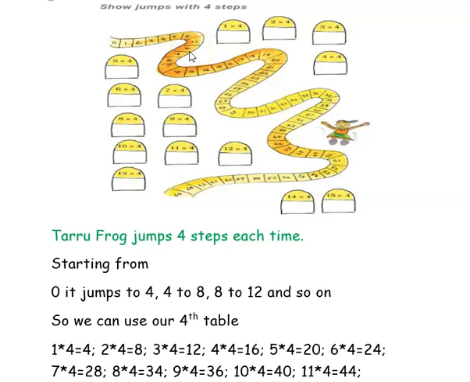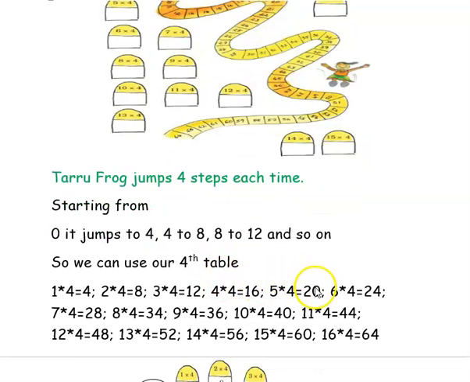From 8, it crosses 3 boxes and moves to the 4th box, 12. From 12, the 4th box will be 16. From 16, the 4th box will be 20. That is, in the 5th jump, it will touch the number 20. From 20, it will go to 24. Then the 6th jump, then 28.